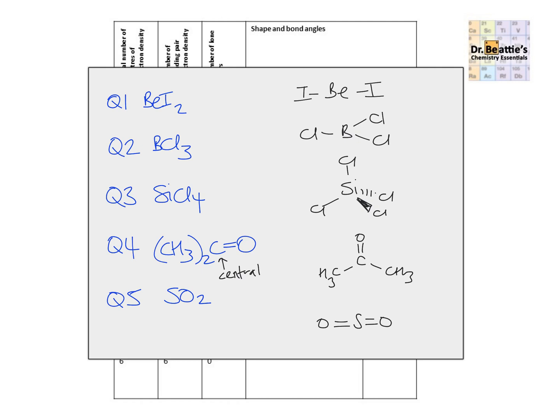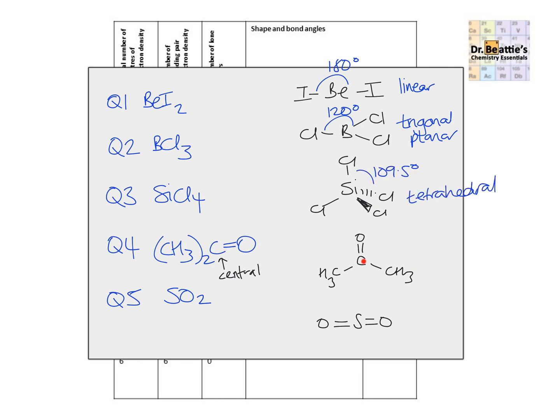So the question 1, first of all, here we have beryllium iodide. This is linear, as we have 2 areas of electron density around the central atom, and so the angle is 180 degrees. Question 2, we've got boron trichloride here. So boron's our central atom with 3 atoms on the outside. This is trigonal planar, and our angle is 120 degrees. Silicon tetrachloride, we have 4 areas of electron density. They're all bonding pairs. So this is going to be tetrahedral with a bond angle of 109.5.